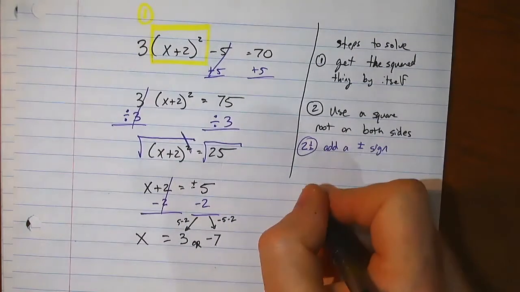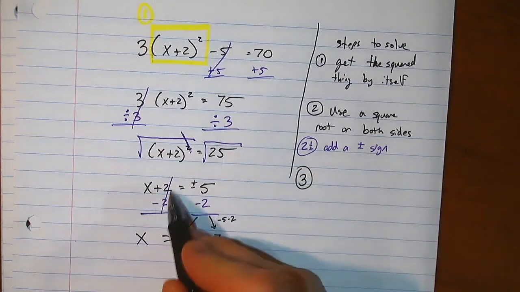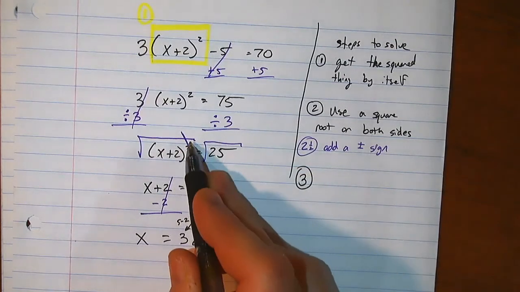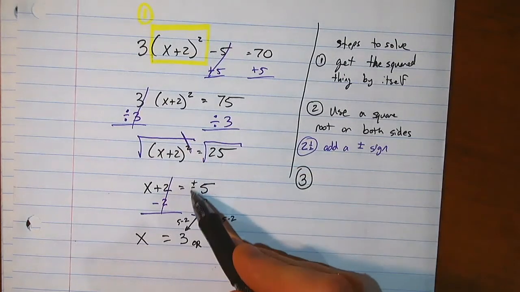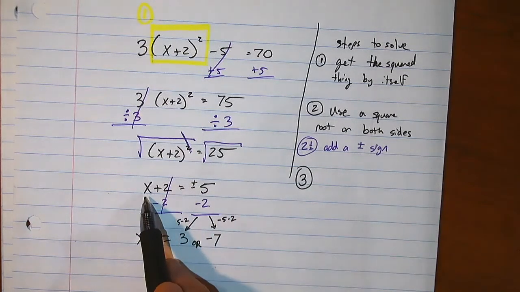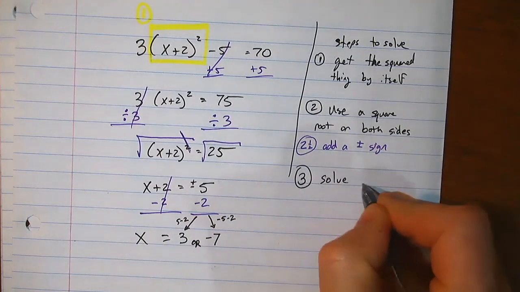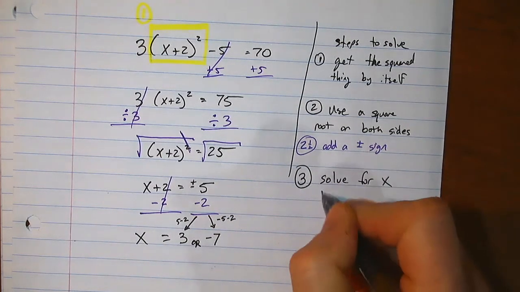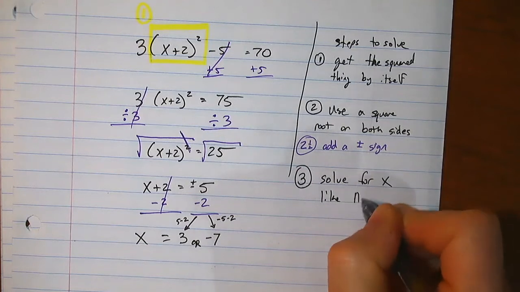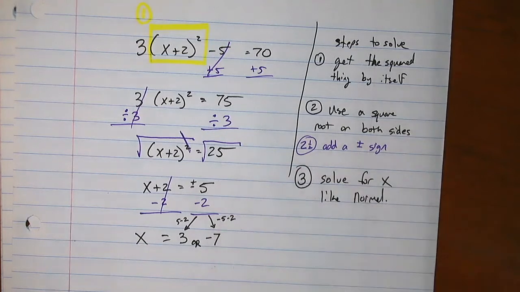Okay, so that's our third and final step: once we get rid of the square and the square root, once those cancel each other out, once we make sure we've got the plus or minus sign added in there, our final step is to finish getting the x all by itself like normal. So solve for x like normal. All right, and that becomes our process.